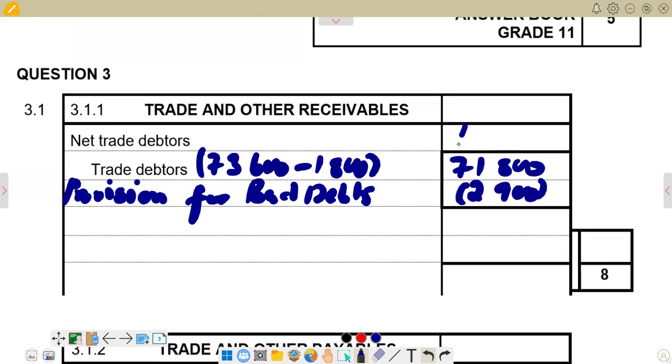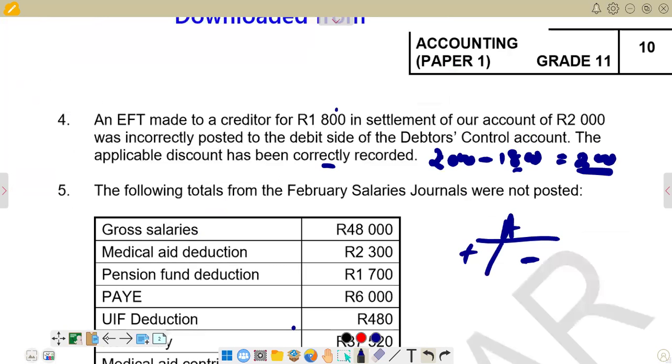So you are saying 68,900. And then from there, we are going to look at other receivables. We're going to look at other receivables that will be in the question. We can have prepayment of expenses, we can have accruals of incomes, and any other income that can be in the question.